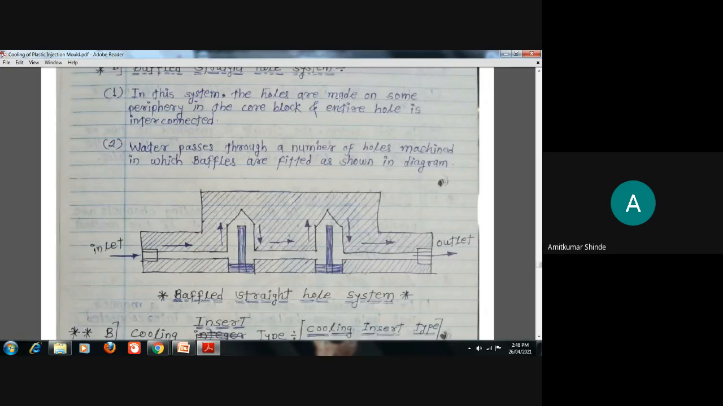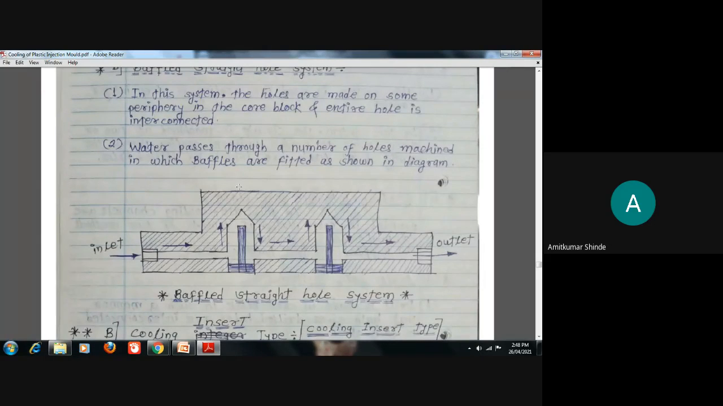Holes are made on this core block, and entire holes are interconnected to each other. Then a baffle is used. Baffle is nothing but a thin vertical plate which will change the direction of flow. Water will enter from this inlet and come out from this outlet, and it will follow this direction as shown in this diagram, and this baffle will help you to change the direction of that flow.